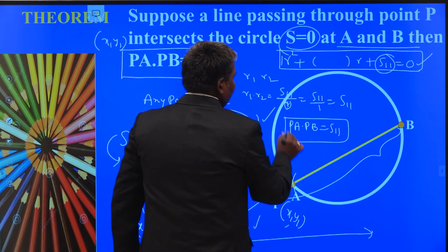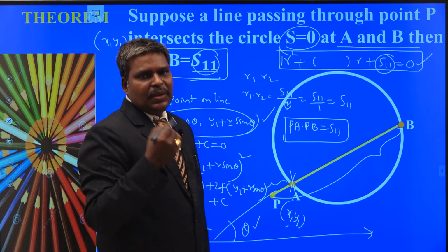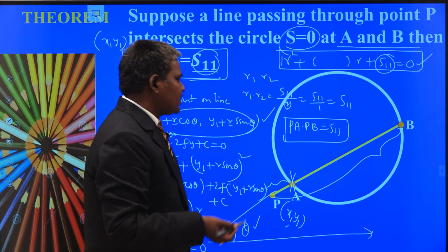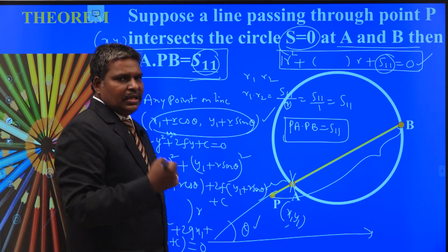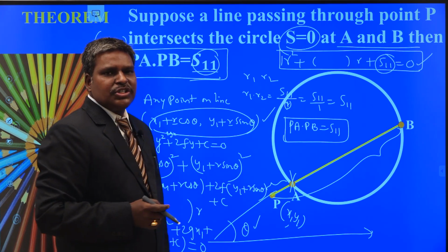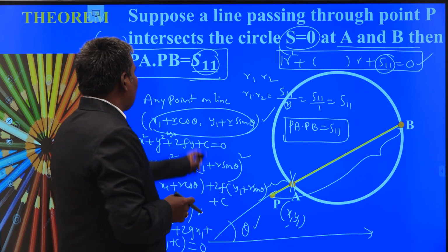This is a wonderful result for you. P is any point in the plane of the circle. You draw a line through P. If it intersects the circle at A and B, immediately we obtain the condition that PA into PB is equal to S11.